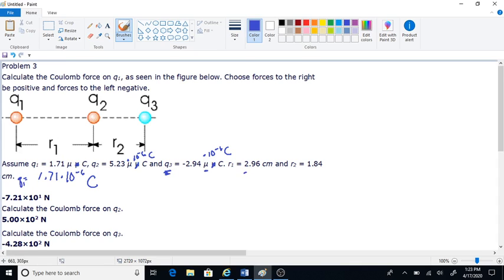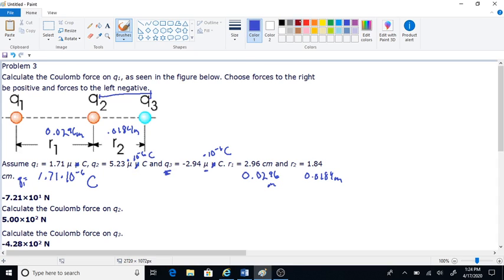And you also need these in meters. So this is 0.0296, and this is meters. And this is 0.0184 meters. So that's the distance in here. I'll put it down here. 0.0184 meters, and this is 0.0296 meters.